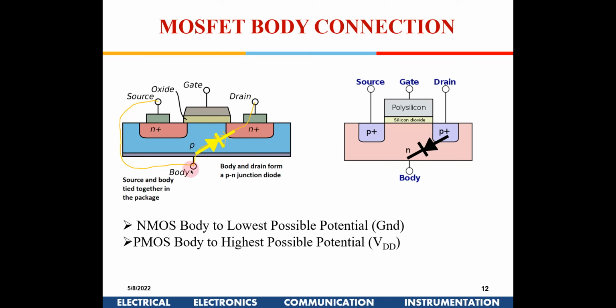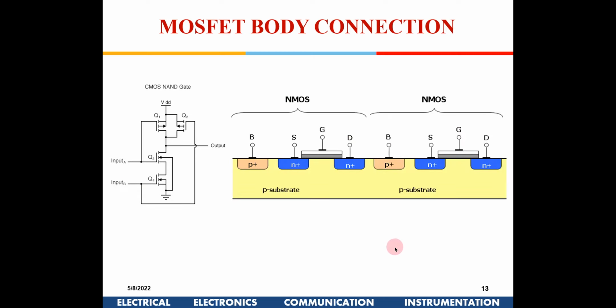So all the bodies of all the NMOS will be connected to the lowest possible potential of the circuit. Similarly, for a PMOS, it will be an N substrate, and to ensure that the diodes formed by the drain and the body are in reverse bias, you have to keep the body at the highest possible potential. So generally for NMOS you give ground, and for PMOS you give VDD.